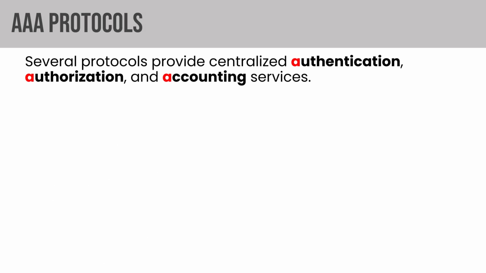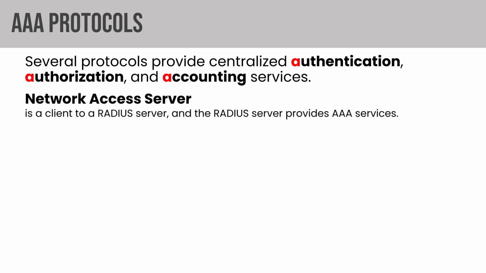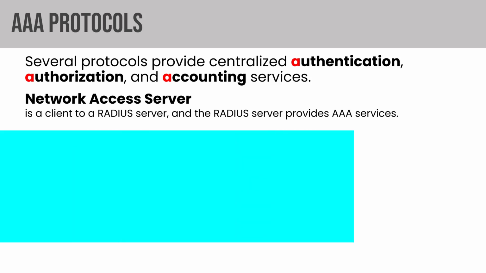There are several protocols out there that provide centralized authentication, authorization, and accounting services. We see this commonly with a network access server. It's a client to a RADIUS server, and the RADIUS server provides those authentication, authorization, and accounting services. We see that often in conjunction with a VPN.